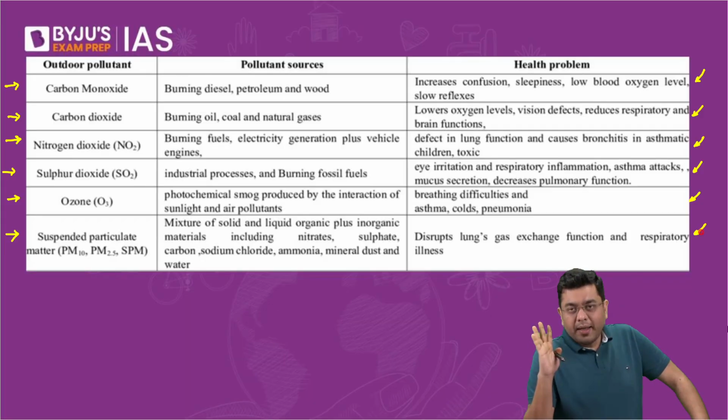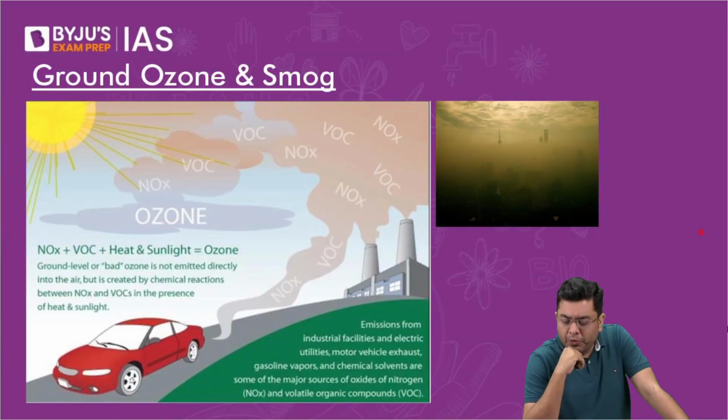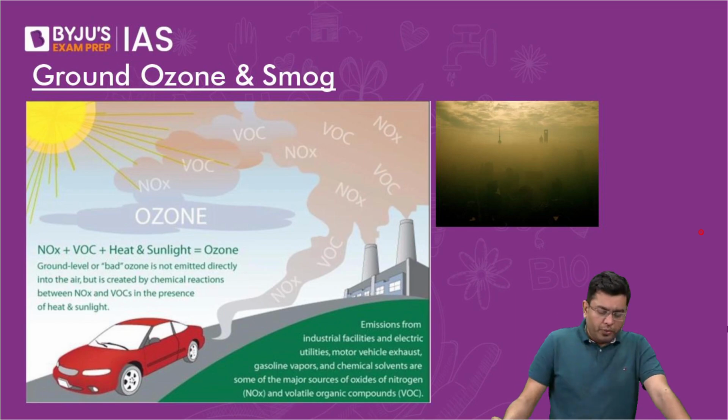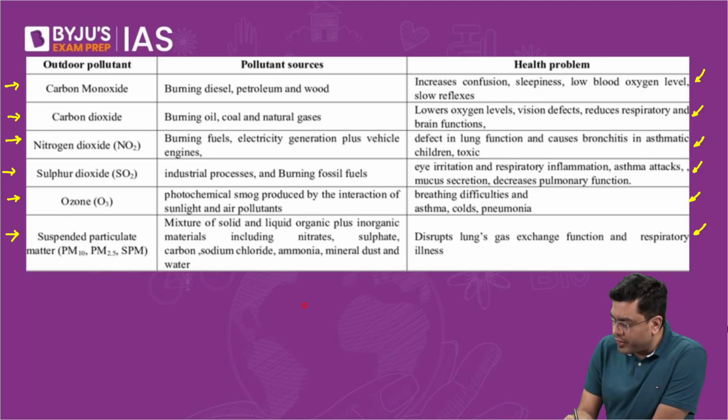Then, for example, you will observe that it creates some other ailments also, where other organs keep on getting impacted. Okay. Now, after this, we move to a portion which UPSC has asked multiple times, and that is ground ozone. So when we talk about ozone, it is primarily classified into two types.